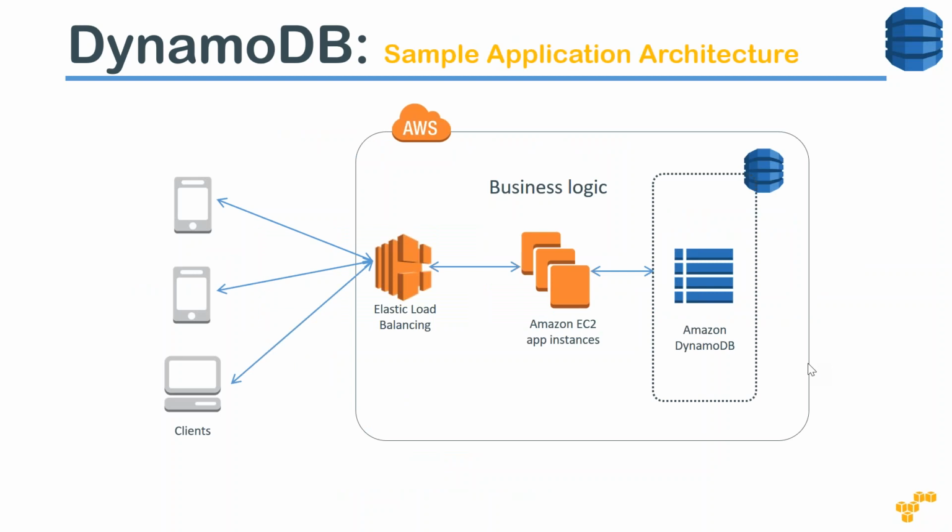If I want to show it at an architecture level, this is how it looks. You have multiple endpoints, whether it is mobile or tablet or desktop, connecting to your load balancer, which in turn talks to your application, which in the background talks to DynamoDB itself. So that is how you set up your DynamoDB based on your customer applications.